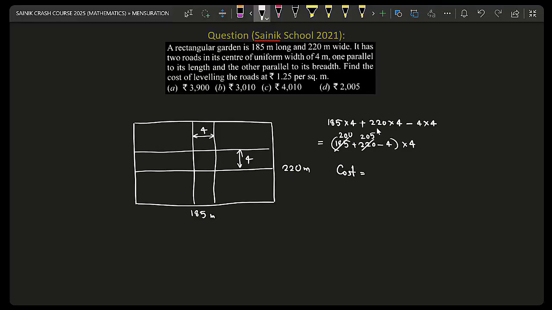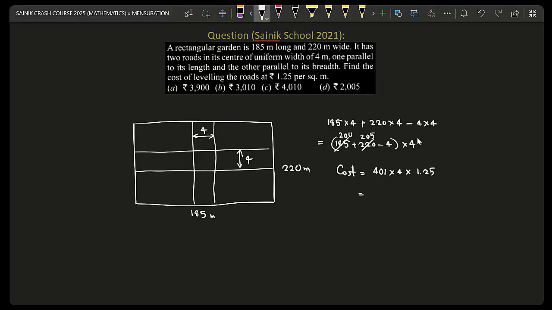Now add them, 200 plus 205. Sir, 405. And 405 then minus 4. If you subtract 4, it will become 401. 401 into 4. And finally, we have to multiply by one more number to get the total cost. The 1.25. Now, how are you going to simplify this? Sir, instead of multiplying 4 into 401, we can multiply 4 into 1.25.